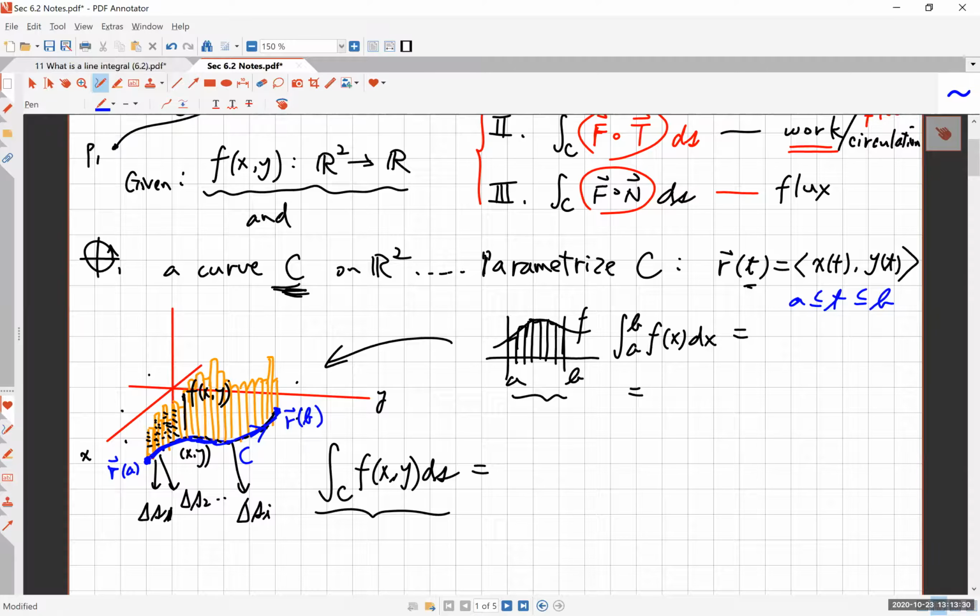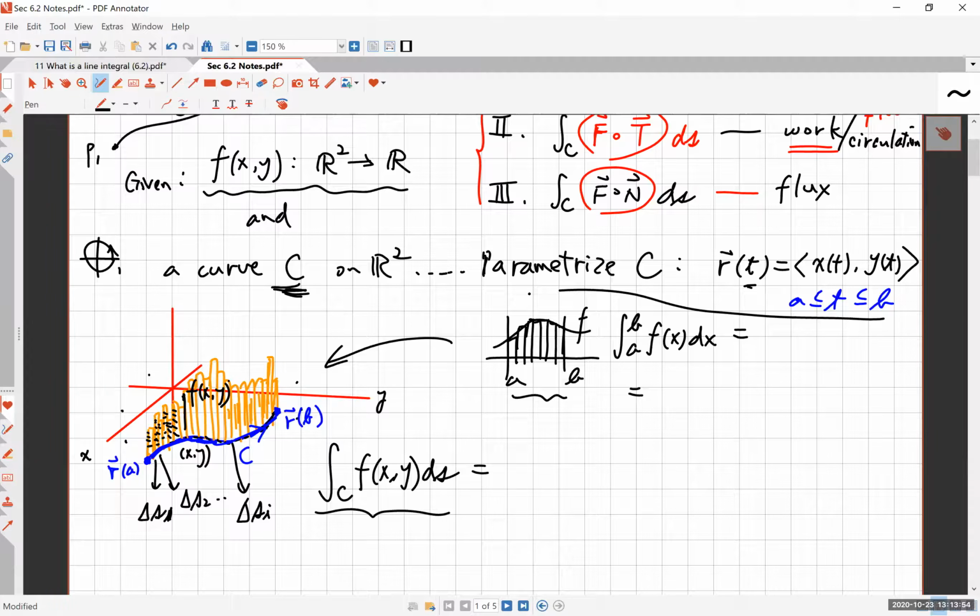Now, over on top of every point of C, the curve, you have a value, okay, which is described by these pillars, okay? So the height of these pillars, columns, represents the value of the function at that point, okay?